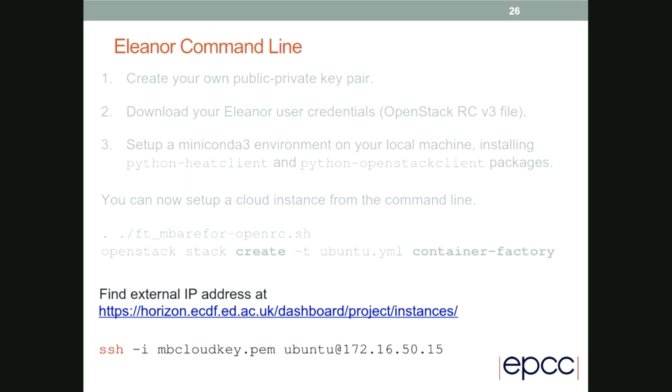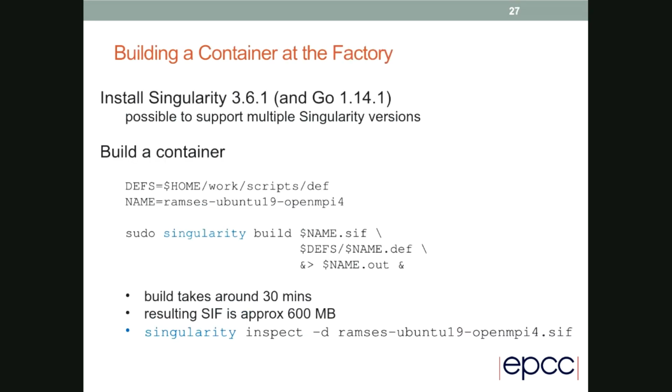And then having done that, I can then go to the Horizon interface to get the external IP address, and then I can access the factory. And the first thing I will do is set up and install various versions of Singularity. I basically want to have those versions of Singularity that are running on the HPC machines that I need to support. And then I can use this factory to begin building a container. And I have an example down below just to show what the command looks like.